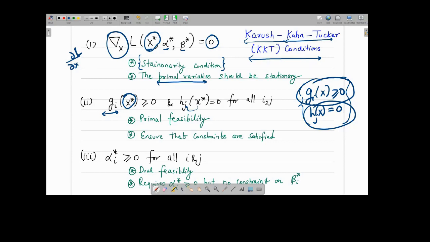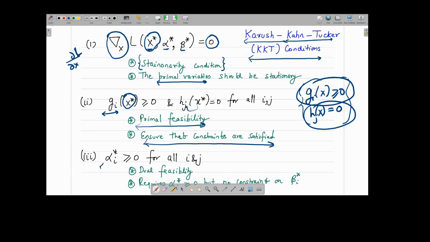So the original condition should not be violated even if you put the solution X star of that objective function here. This is also called primal feasibility. It ensures that the constraints which you are putting on the objective function are satisfied when you get the solution X star from that main objective function. Okay, any doubts here? Are you getting the points?